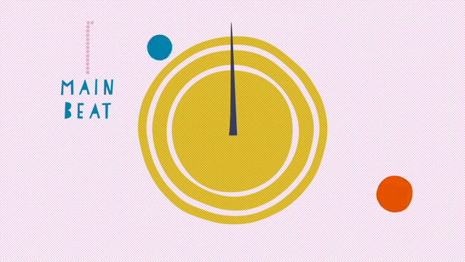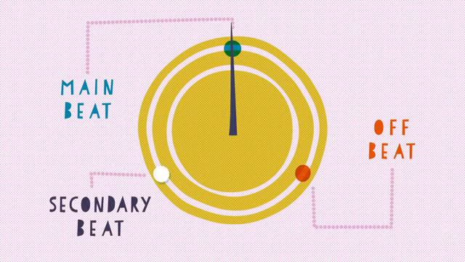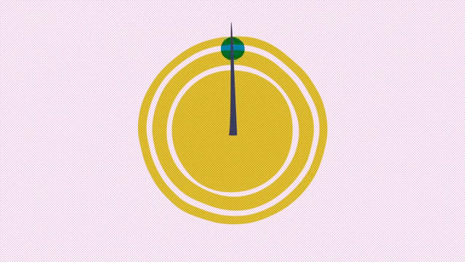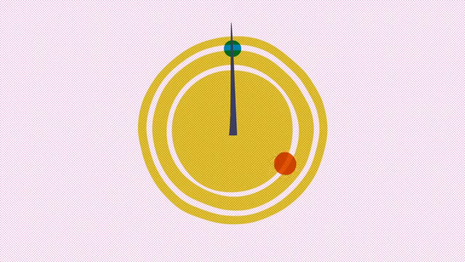We can mark the beats at different positions around a circle, using blue dots for main beats, orange ones for off beats, and white dots for secondary beats. Here is a basic 2-beat rhythm with a main beat and an opposing off beat. Or a 3-beat rhythm with a main beat, an off beat, and a secondary beat.